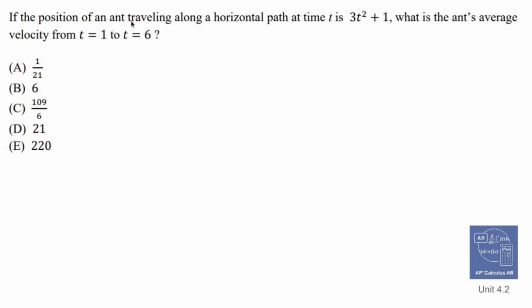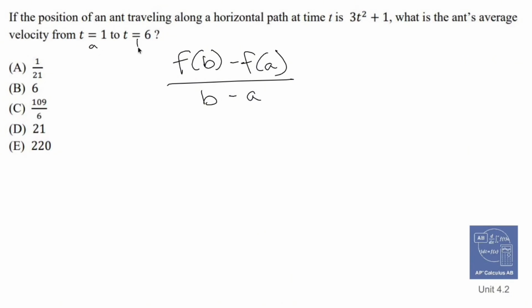If the position of an ant traveling along a horizontal path at time t is 3t squared plus 1, what is the ant's average velocity from t equals 1 to t equals 6? I know what you're thinking. Take the derivative. Nope. Average velocity means average rate of change. So we're going to use the average rate of change formula, f of b minus f of a over b minus a. 1 would be my a, 6 would be my b.